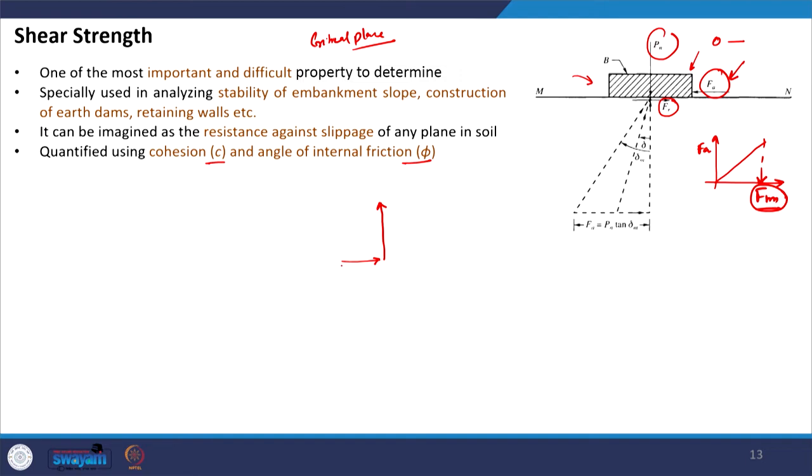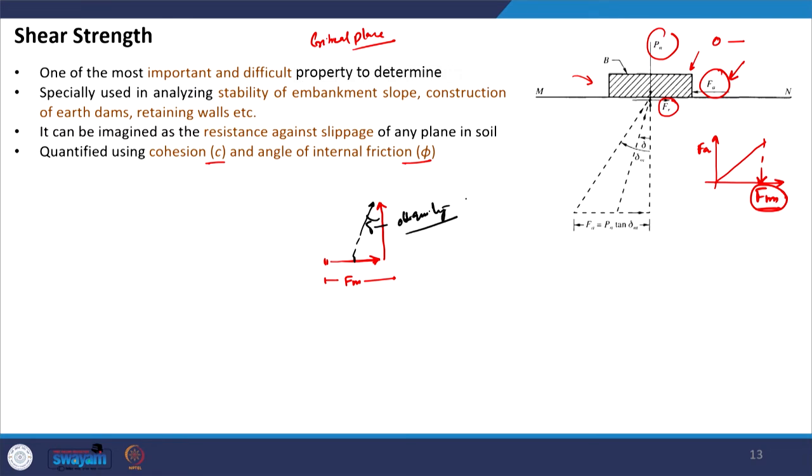Because we are increasing this value, it can vary from here to here, and corresponding to this, this is the maximum value at which the sliding occurs. So, if the value of Fr is less than Fm, till then we observe no sliding of the block B. The resultant force of the normal reaction force and Fr makes an angle delta with the normal, and this angle is called the angle of obliquity.